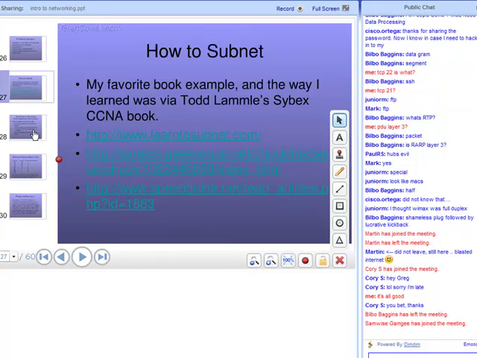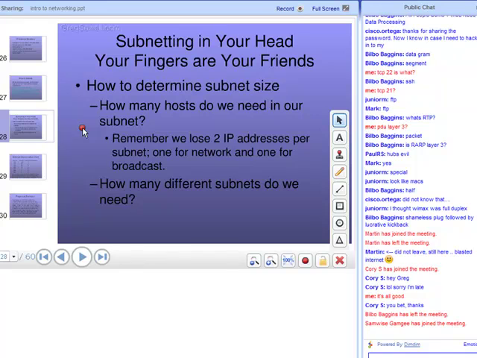I'm not going to get into the nuts and bolts, because we just don't have enough time for it. But I'm going to show you how to subnet on your fingers and in your head. Those other guys will show you how to do the binary method, which is great, and it helps you understand it. But it's not fast, and it's not efficient, and that's what I'm about. Get it done quick.